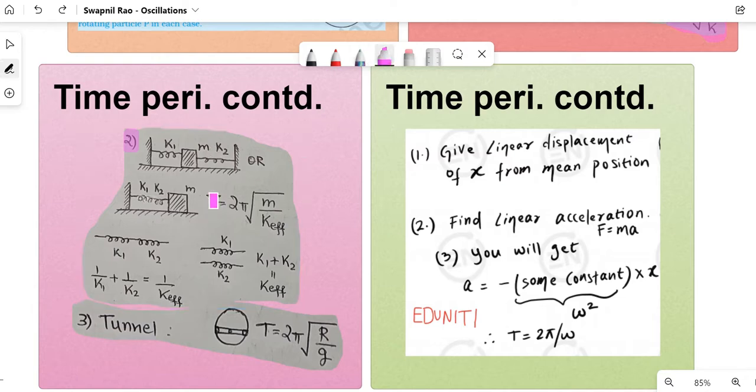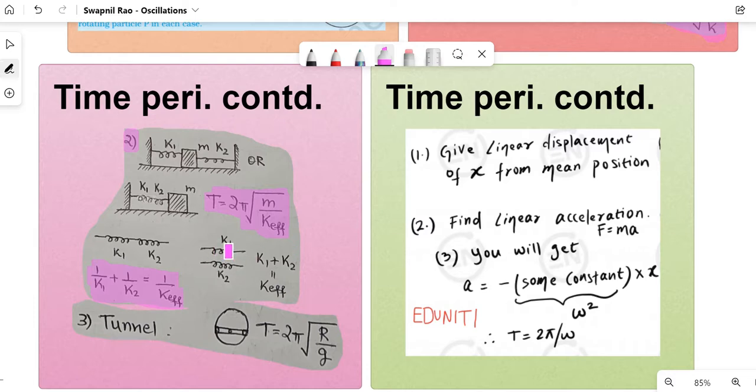In this case, we have to write time period is equal to 2 pi under root m by k effective. It's just like the above formula, but over here k is replaced by k effective. And what is k effective? If it is connected in this fashion, which like I mentioned above is series, then this will be the formula for k effective. It's like the resistance formula for parallel. If you have done it, you would have done it even in 10th, I think.